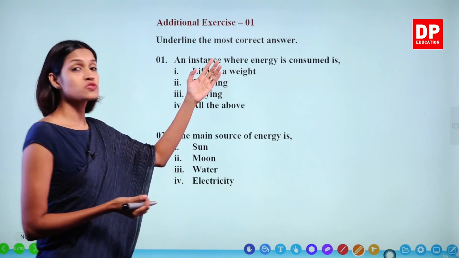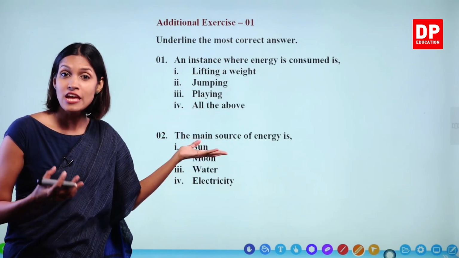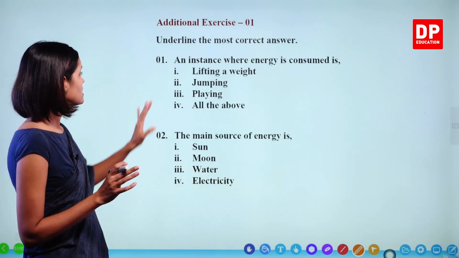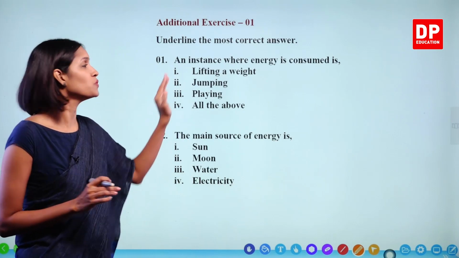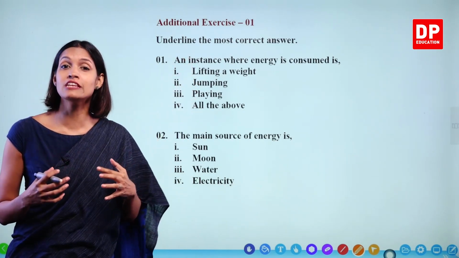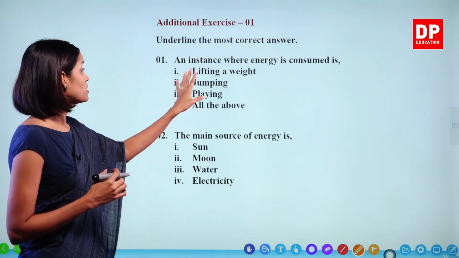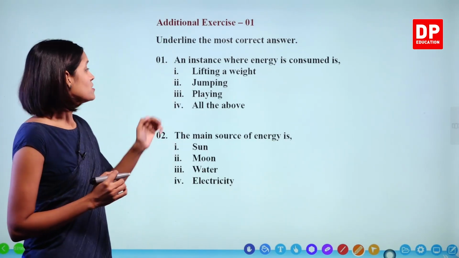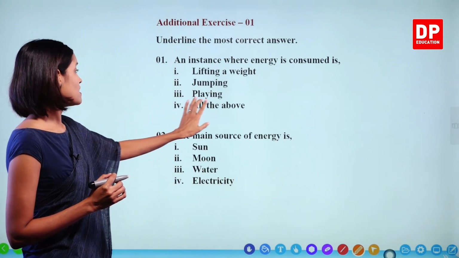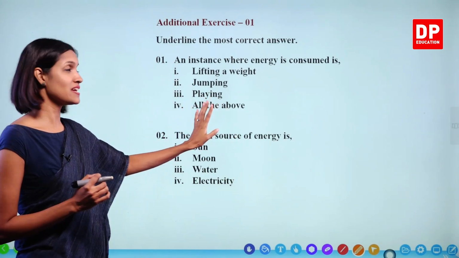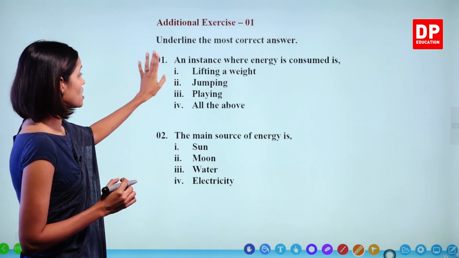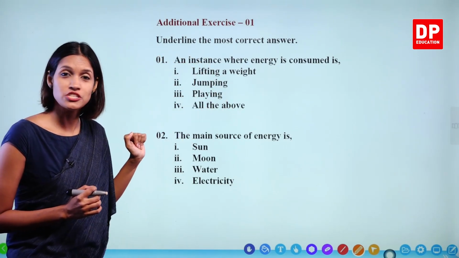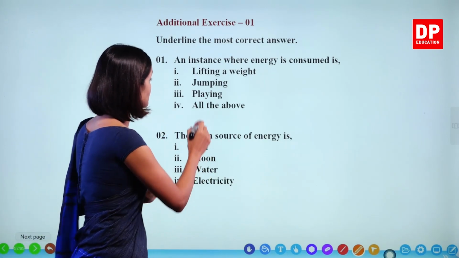Lifting a weight. So for lifting weights, we need energy. Without energy, can we lift weights? We cannot. Right? Jumping, playing. So all these activities, we need a lot of energy in order to engage in these type of activities. Okay, children? So what is the answer? Answer number 4, all the above. That is the answer. Lifting a weight, jumping and playing, all 3 instances need large amount of energy. Okay, children? So answer is all the above.